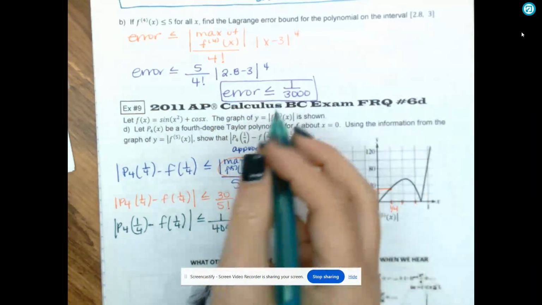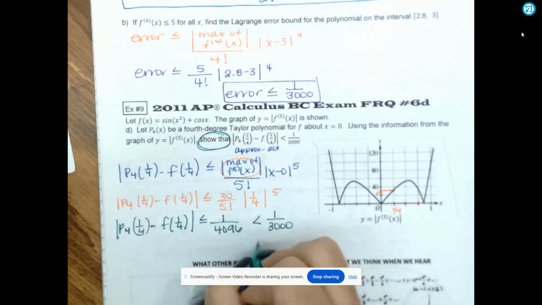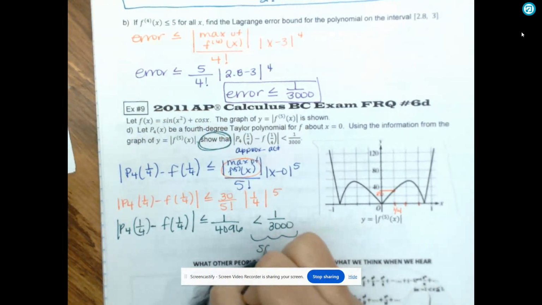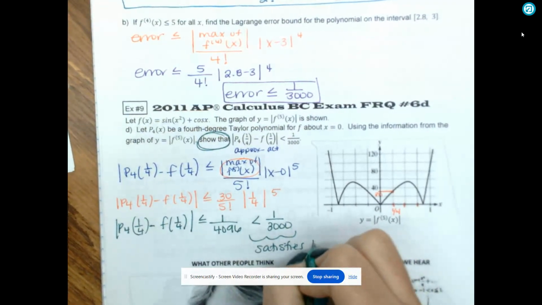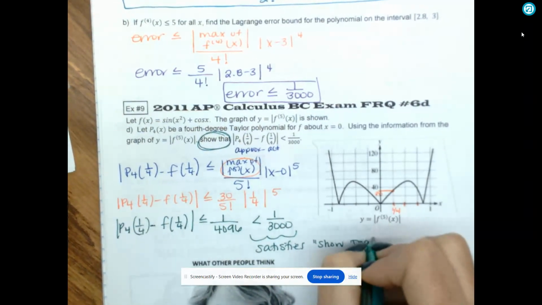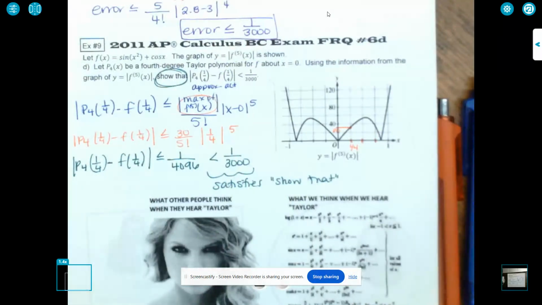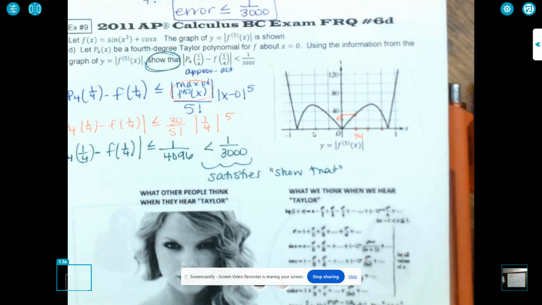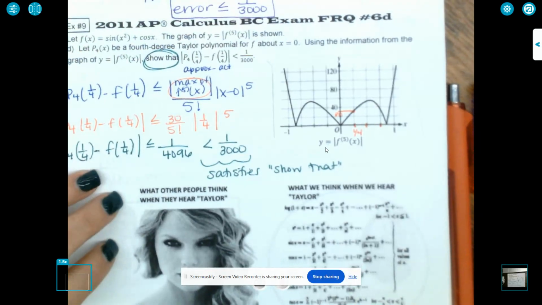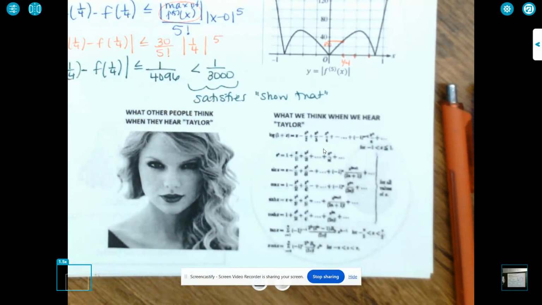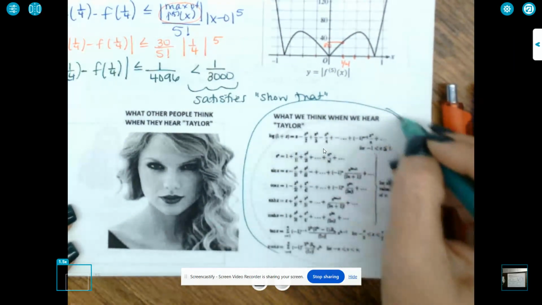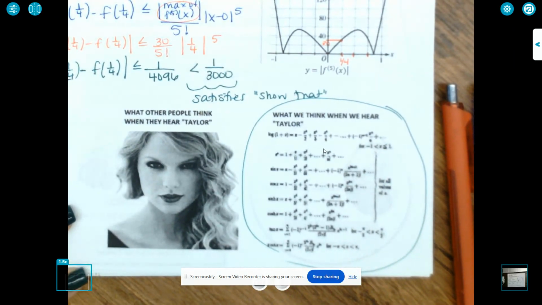And so when it says up here, show that, when you make this statement right here, that satisfies the show-that requirement. You found it to be 1 over 4,096, but it says show that that is less than 1 over 3,000, and you did that with your calculations right there. And then, of course, here we go. This is 100% us when we hear Taylor.